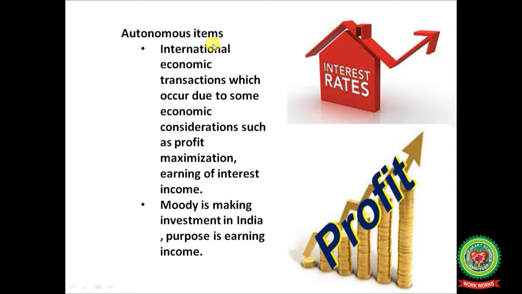Autonomous items. International economic transactions which occur due to some economic considerations such as interest rates or profit maximization. So, if Moody is making investment in India, its purpose is earning income, that is known as an autonomous item.